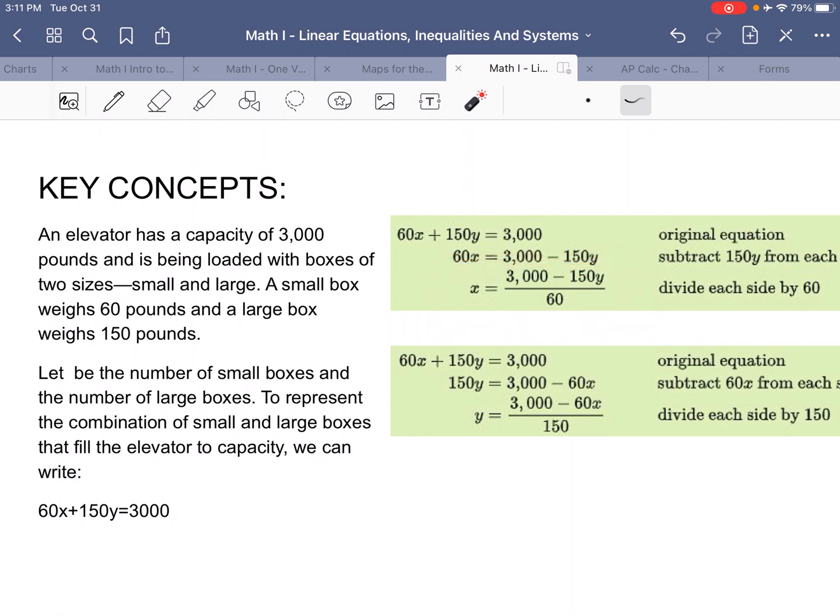All I had to do was go through the steps of subtracting 150y from both sides. And over here, the 150y's cancel. And on the right side, well, we can't take 150y away from 3,000, so it's just 3,000 minus 150y. And then we divide both sides by 60, and we get x equals that. Down here, we're doing the exact same steps, except we're trying to get the y by itself. So we start by subtracting 60x. So this equation is nice to find the number of small boxes when we know the number of large boxes. This equation down here is nice to figure out the number of large boxes when we know the number of small boxes.